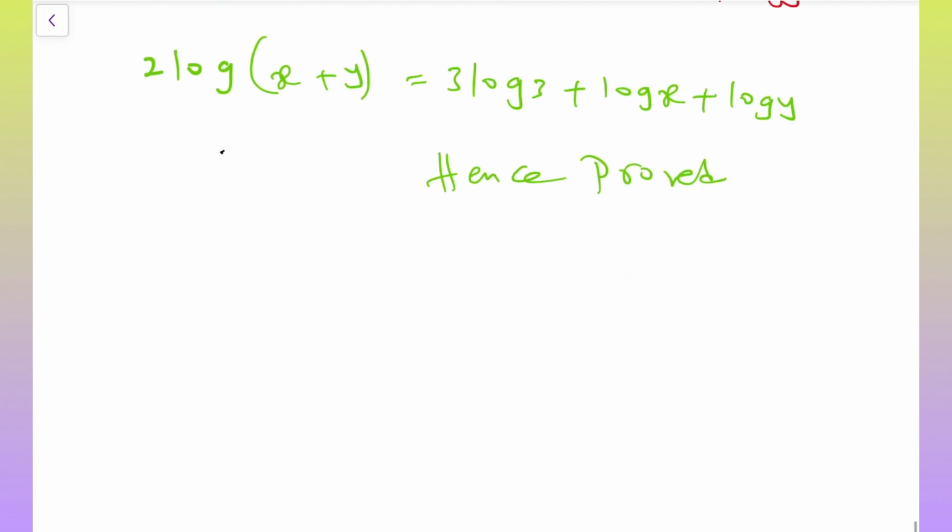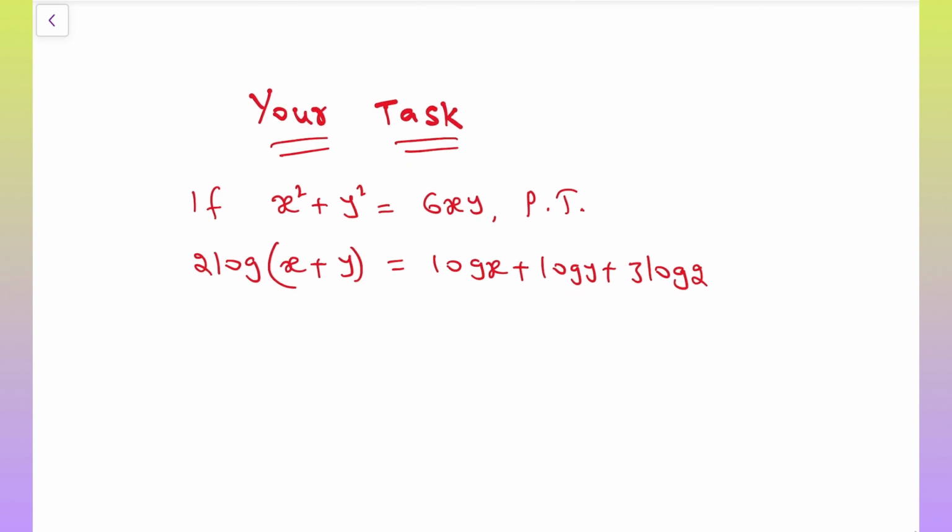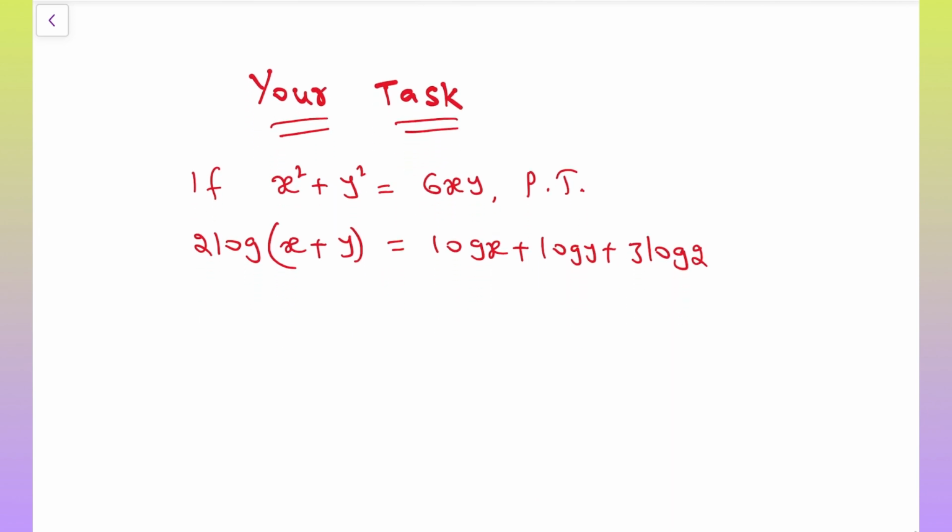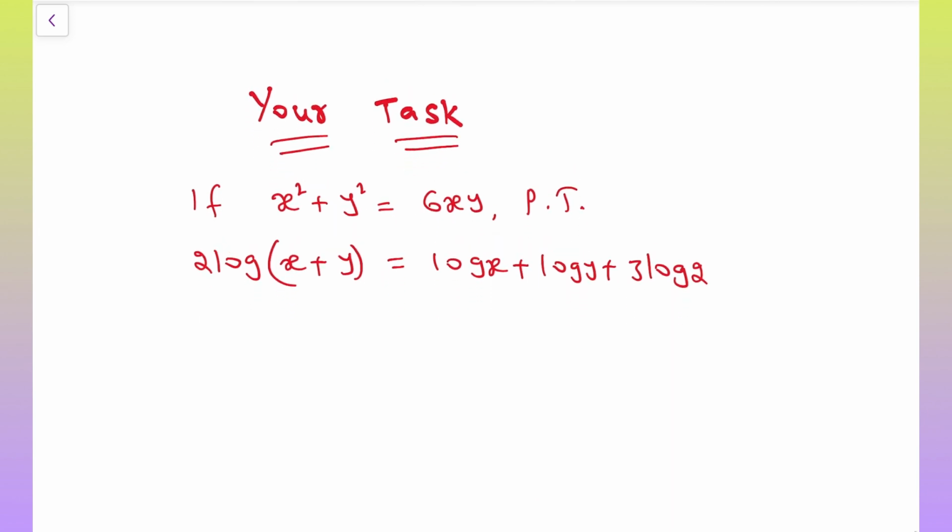Now based on this one, you do this question. If x square plus y square equals 6xy, then prove that 2 log of (x plus y) equals log x plus log y plus 3 log 2.